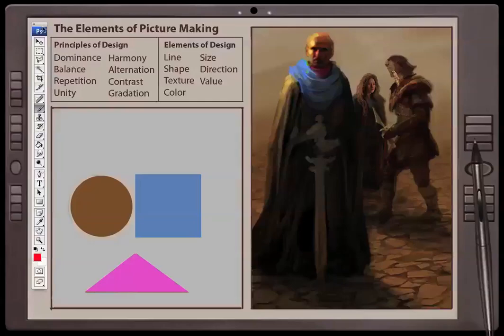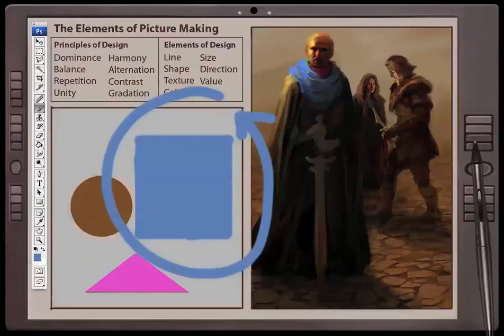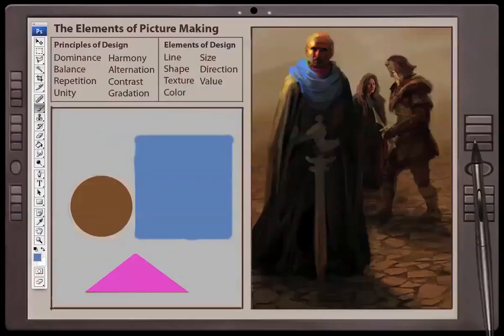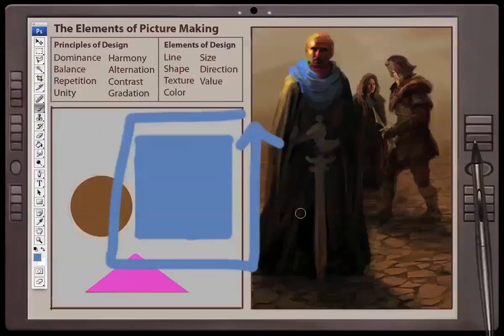So when I enlarge one shape, like I did before, now there's no longer a conflict between the sizes, because one size dominates over the other. I've established dominance of size. There's also more of one color, the blue. And there is also more of this value than the other values. So I have dominance of color, dominance of value, and dominance of size, as well as dominance of shape. The square is the largest shape.